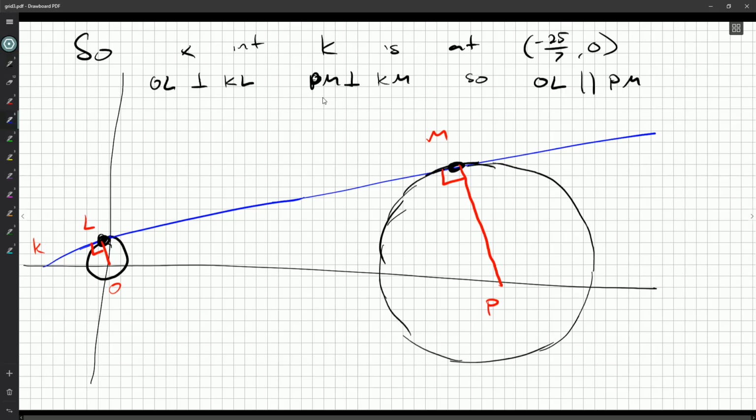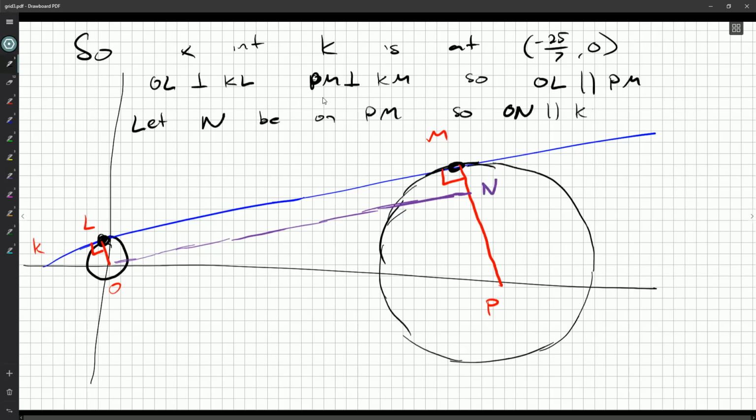And yes, I'll use purple. I don't use purple very often. I can make a nice little rectangle here. So maybe call this point N. Let N be on PM so that ON is parallel to KM.